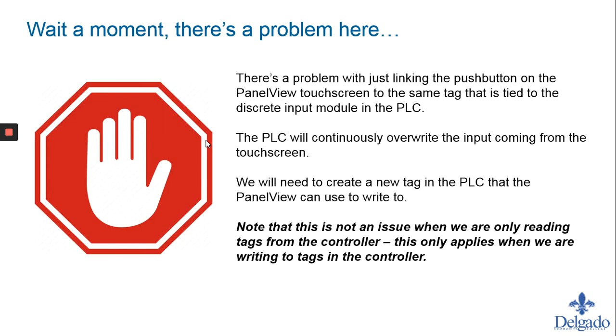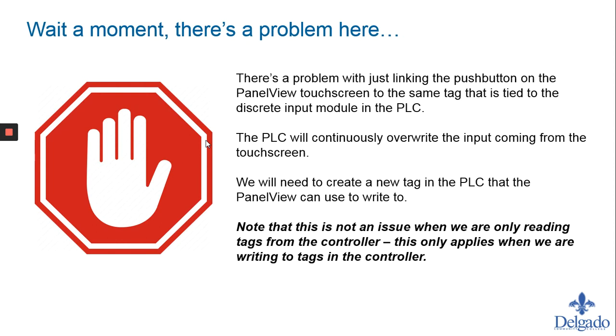Now, let's halt right here, because just think about what we're doing. We're going to send a signal from the panel view to a tag in the control objects. Your natural inclination would be to write the push button right to the tag that we've already created. We already created a tag called Engine Start Push Button. We also created a tag called Engine Stop Push Button.